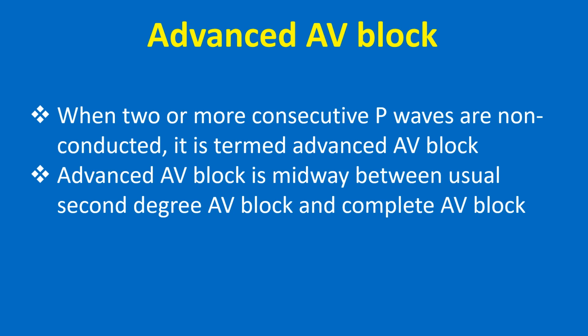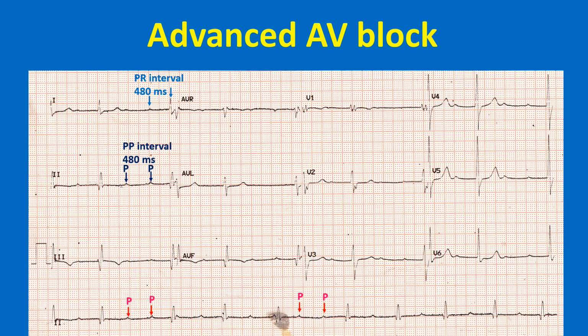When 2 or more consecutive P waves are non-conducted, it is termed advanced AV block. Advanced AV block is midway between usual second degree AV block and complete AV block. ECG showing advanced AV block with RBBB. PP interval is 480 milliseconds, corresponding to an atrial rate of 125 per minute.